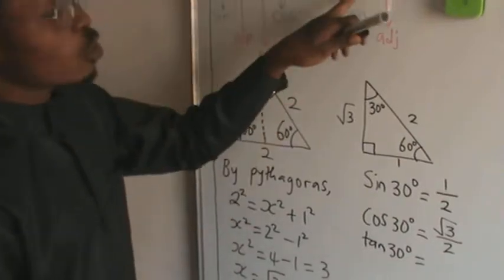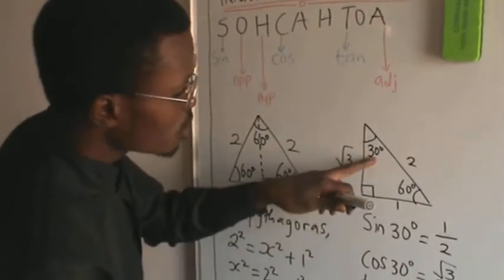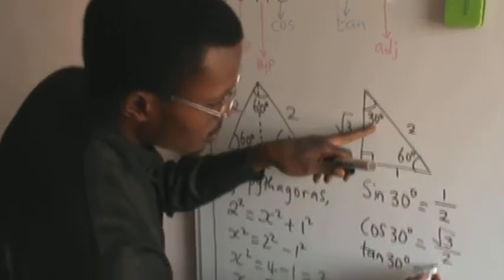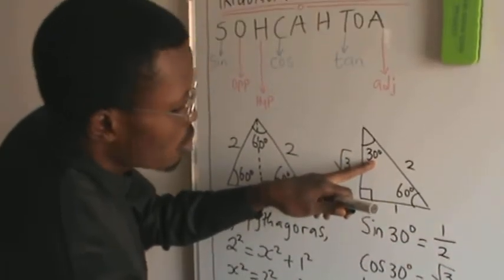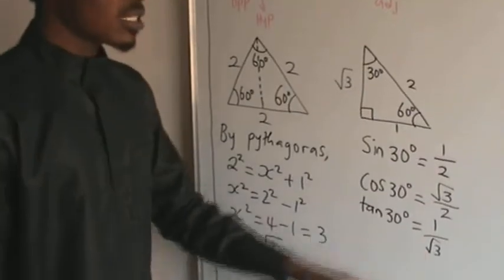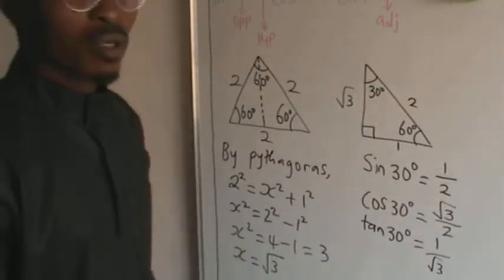Okay, and then we have the tangent, the tan of 30 degrees. Tan is given by what? The opposite side over the adjacent side. The opposite side of 30 is 1. The adjacent side of 30 is what? Root 3. So tan 30 degrees is 1 over root 3. That is it for 30 degrees.